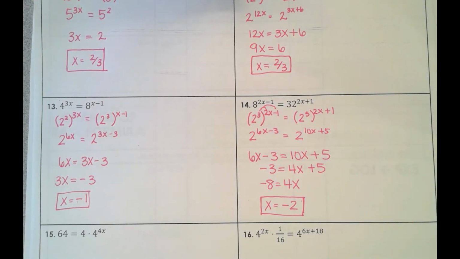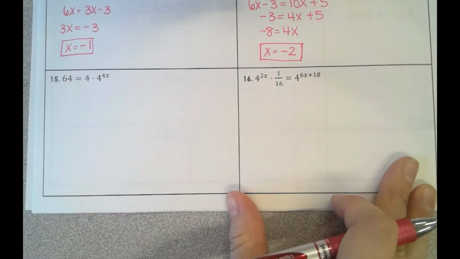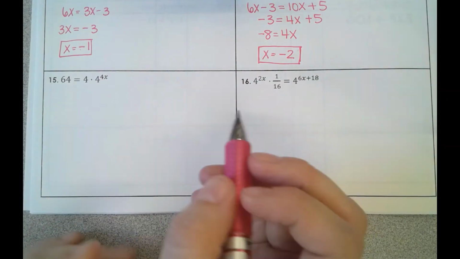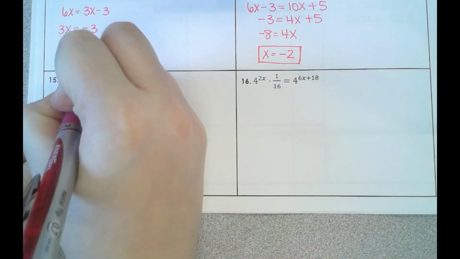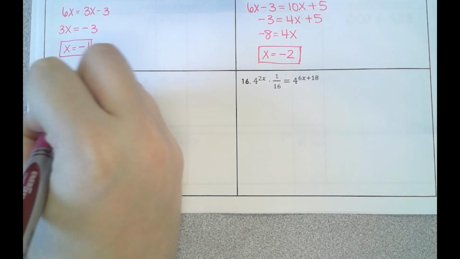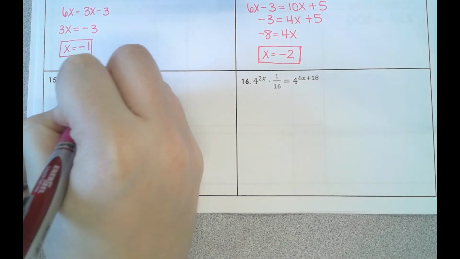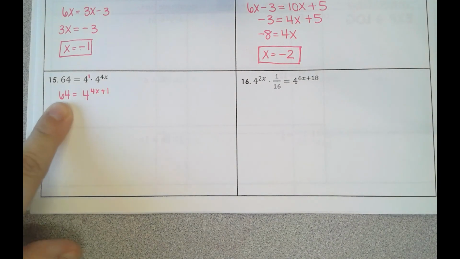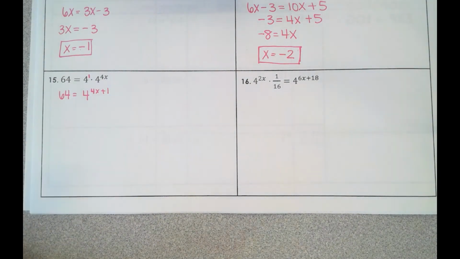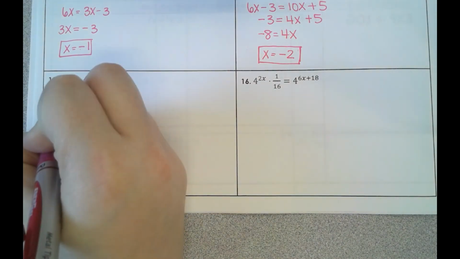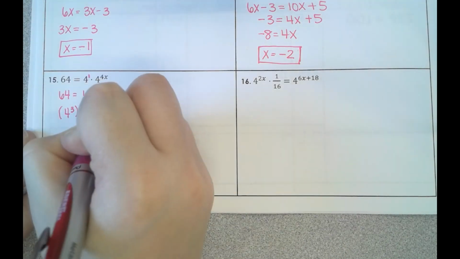Any questions? All right, now these last two, we're going to have to do some combining before we get started. So this 4 has an imaginary 1 exponent. So this is really 4 to the 4x plus 1 power. And we can make this have a base of 4. You could have changed them both to 2, I guess. But this is 4 cubed equals 4 to the 4x plus 1.